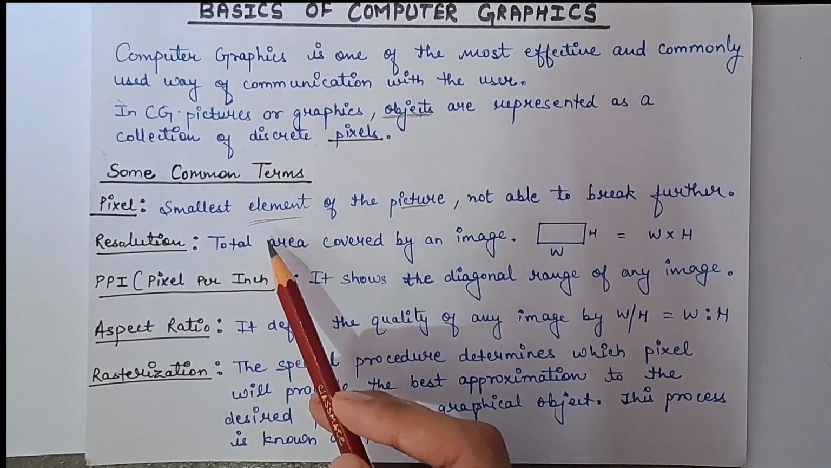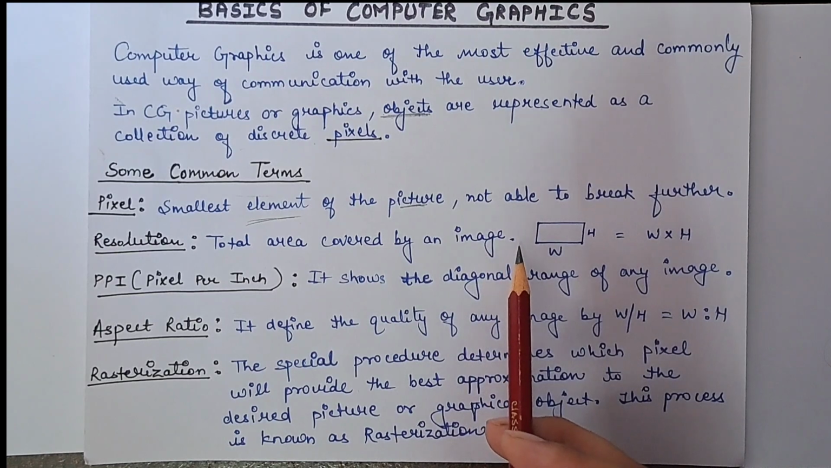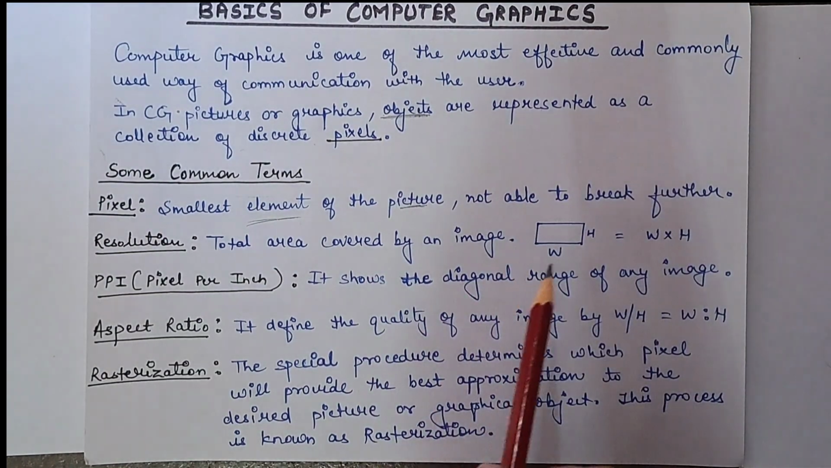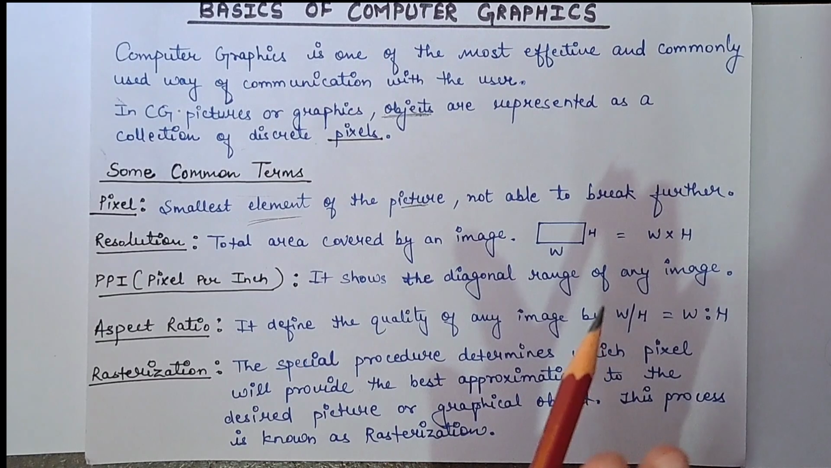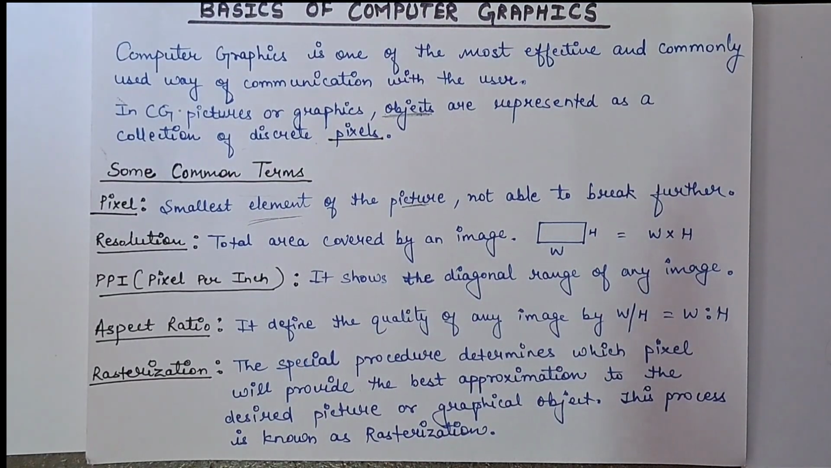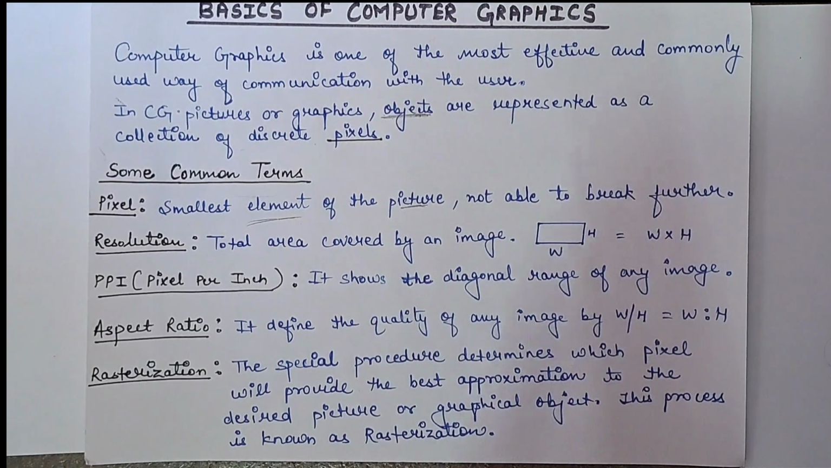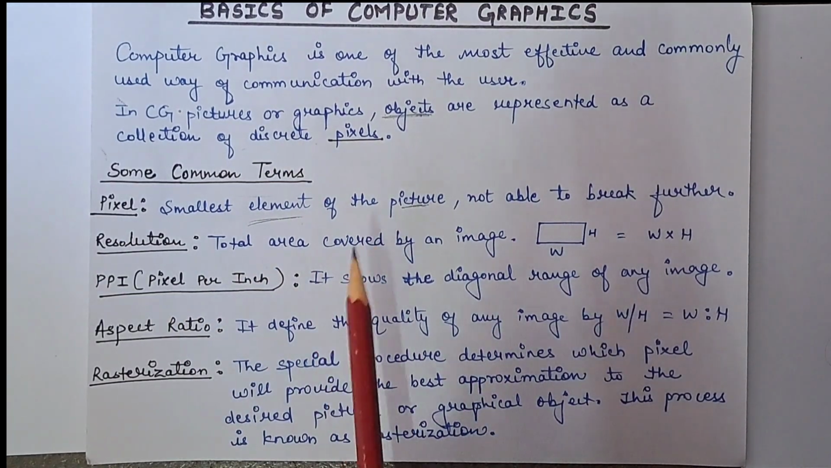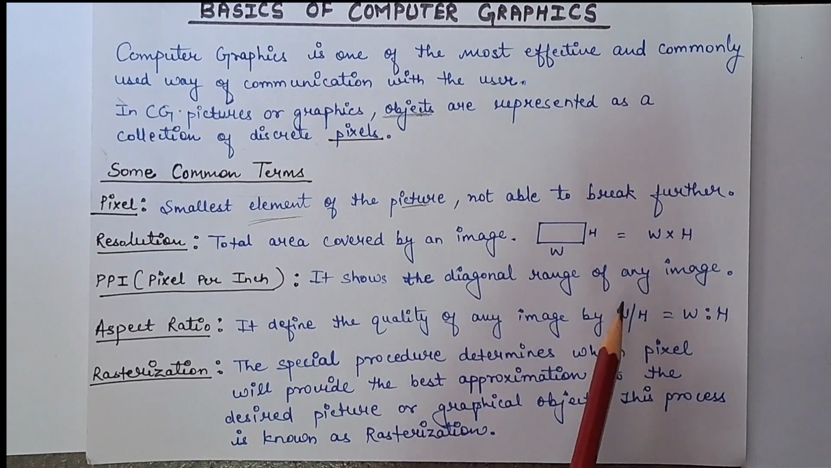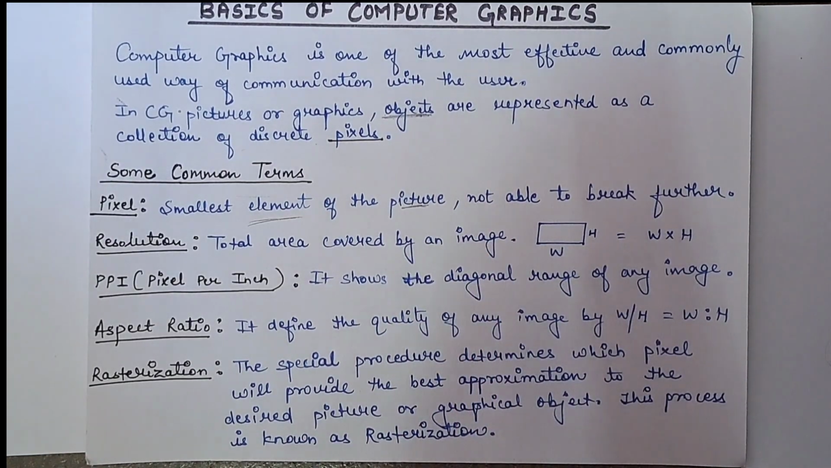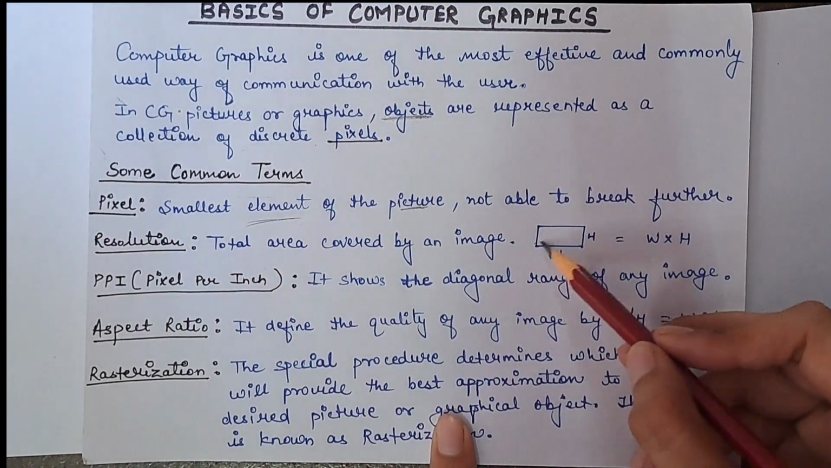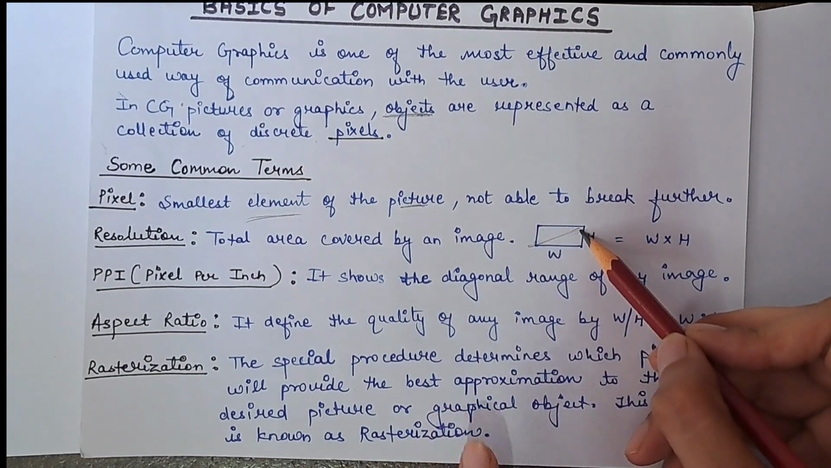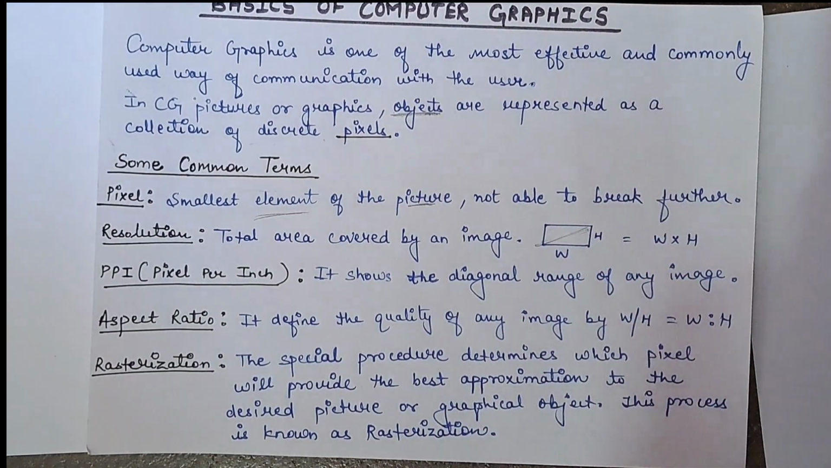Similarly, there are some more common terms. The first one we can say is resolution. Resolution is the total area covered by an image. It is nothing but the width and the height multiplication. How we calculate the area of a rectangle, similarly, we calculate the area of an image and that is termed as the resolution. Here another term is pixel per inch, PPI. It shows the diagonal range of an image. If suppose this is my image, the diagonal range would be known as the pixel per inch.